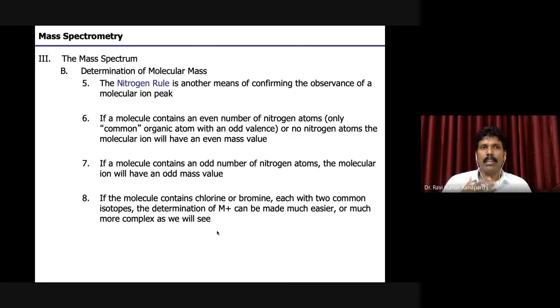Suppose you have done a reaction with nitrogen, and you are trying to understand from mass spectrometry whether nitration happened or not. You give the compound for mass analysis, expecting a nitrogen because you did the nitration reaction in the laboratory. If nitration happened, there should be one nitrogen, so the molecular ion should be seen at an odd number, not an even number. This is a very nice rule that helps us determine whether a particular peak is a molecular ion or something else.